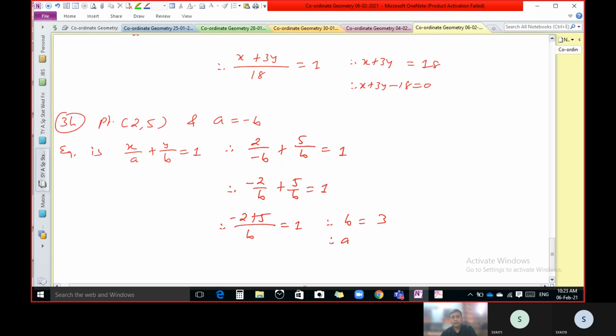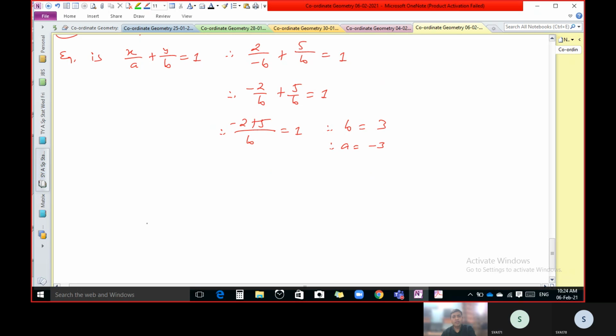So what is a? Minus 3. Correct. Now we know a and b. So once again the equation is, put the values of a and b. x upon minus 3 plus y upon 3. So you can write minus x upon 3 plus y upon 3.